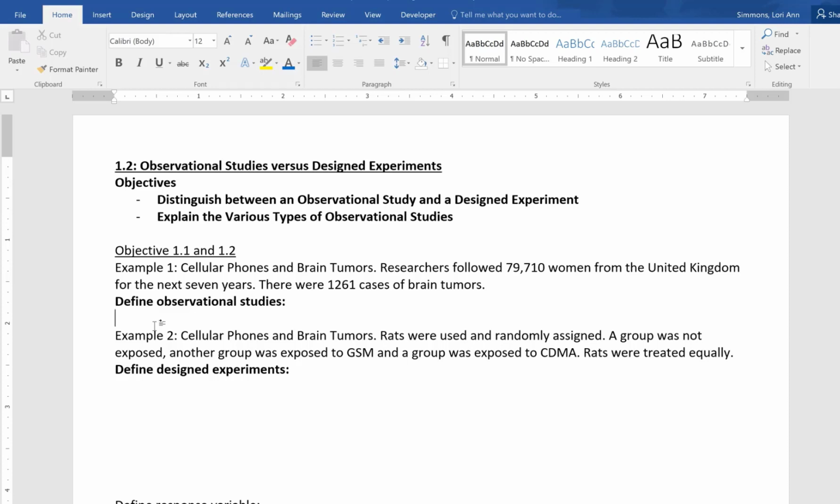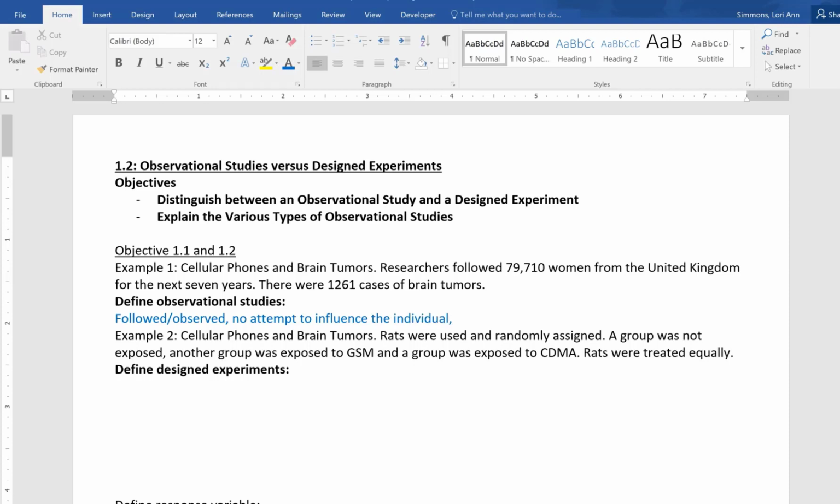Cellular phones and brain tumors. Researchers followed 79,710 women through the United Kingdom for the next 7 years. There were 1,261 cases of brain tumors. This is an observational study. So what that means is to be followed or observed, and there's no attempt to influence the individual.